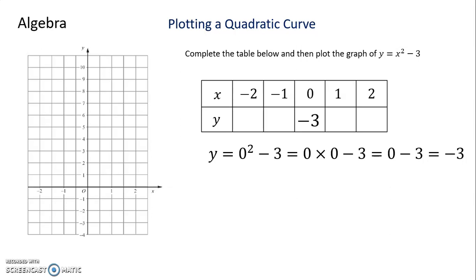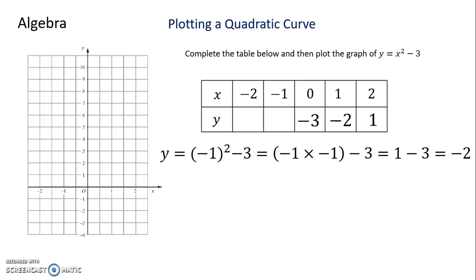Okay, so completing the positive values then, we're going to have 1 squared subtract 3. In other words, 1 times 1 subtract 3. And that will be 1 subtract 3, which is negative 2. And then the next one, 2 squared subtract 3. So 2 times 2 is 4, and then when we subtract 3, we will get 1. So those are the positive values, and now I'm going to work on the negative values.